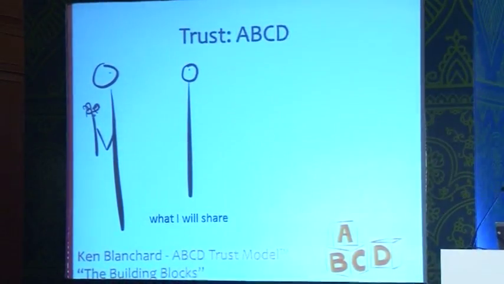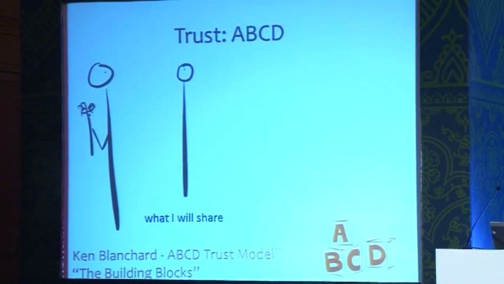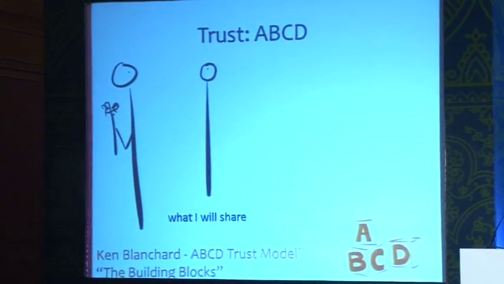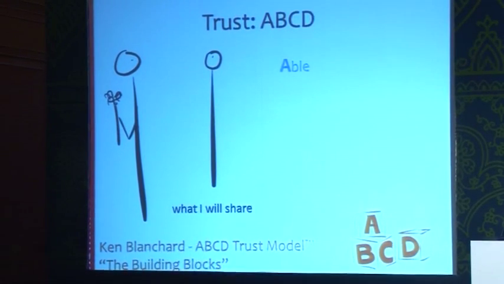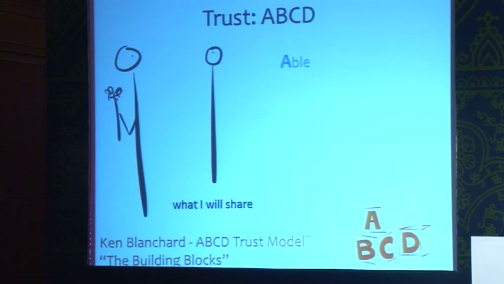So this is what I will share. It's the basic, so we can think about it as the building blocks. We need to be able to demonstrate ability. We need to show that we are competent in the role that we have, if we're leaders, that we have deep knowledge. If we're juniors and we're new to it, that we have the ability to acquire knowledge. And we need to be believable. We need to act with integrity and say things that we mean. When we say one thing and mean another, trust is broken almost immediately.